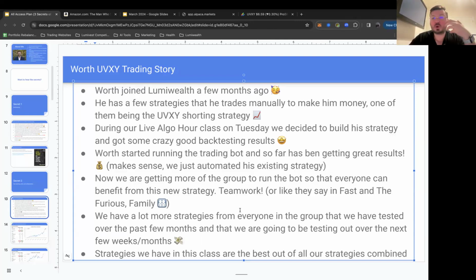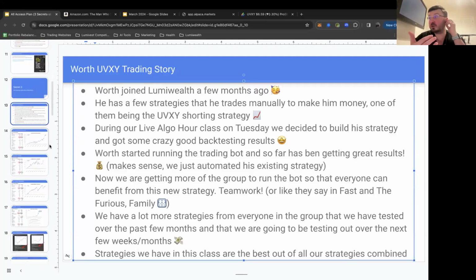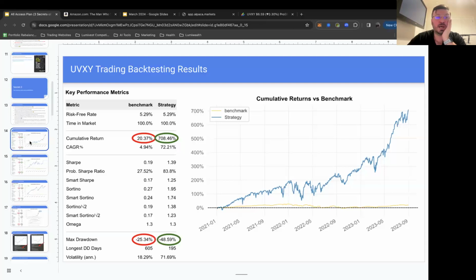But the point is that we're all working on this together. It's collaboration. We're all building these things, and you don't have to make it from scratch, right? So let me show you a couple of algorithms that we built over the years. So here is that algorithm that we created for Worth. This is that UVXY shorting algorithm.